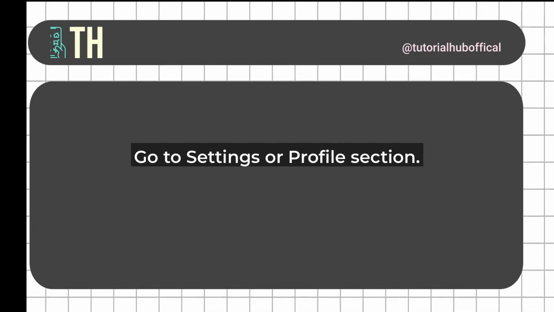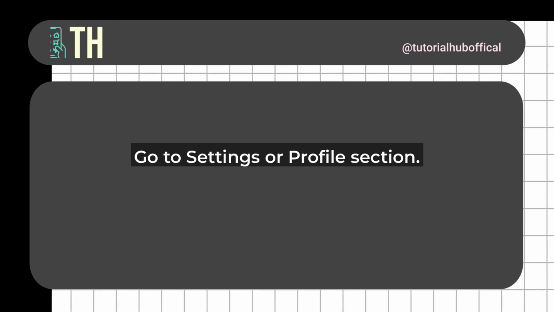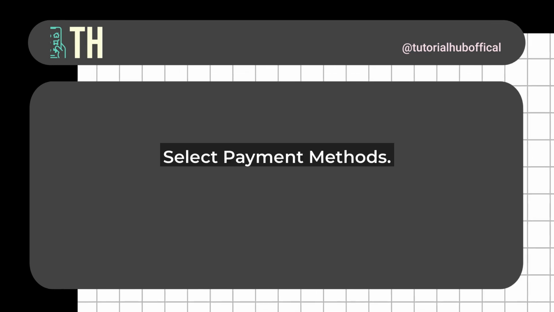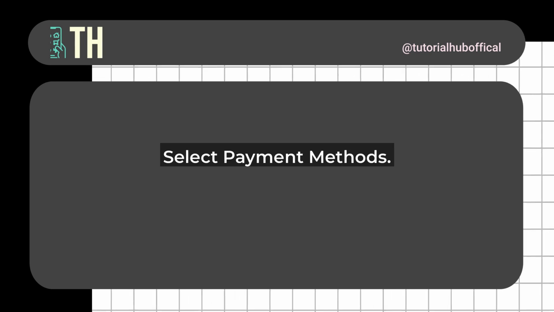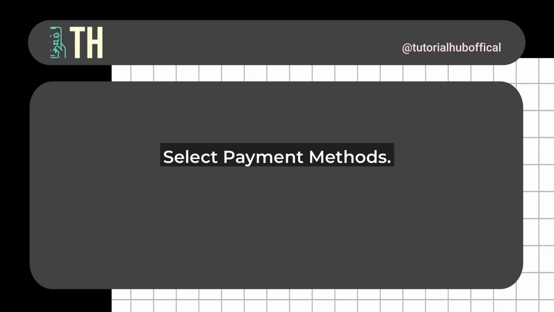First things first, make sure you have both the Cash App and Afterpay apps installed on your phone and that your Cash App card is activated. Open up the Afterpay app and log in to your account. Once you're in, head over to the Settings or Profile section. It's usually in the bottom right corner.